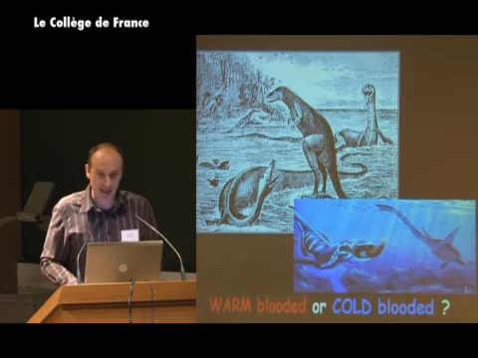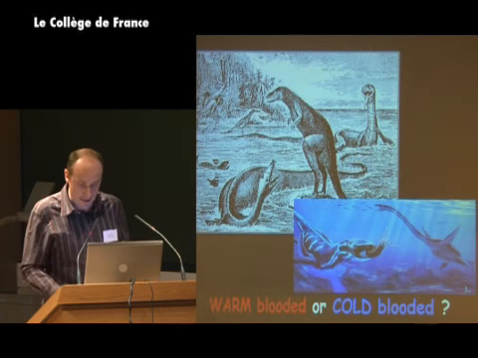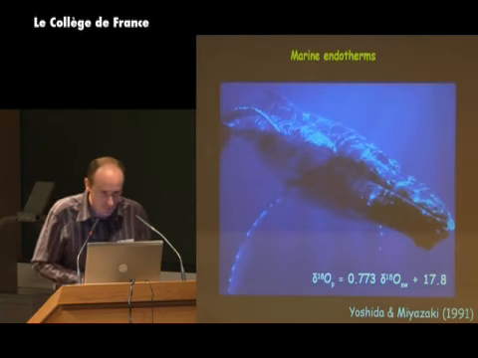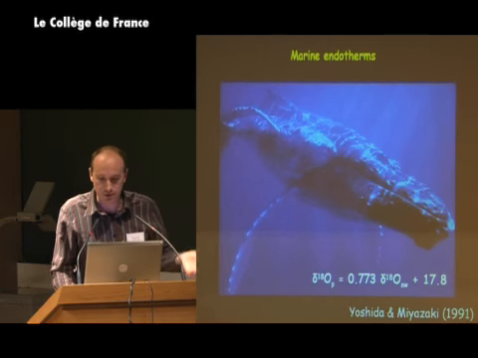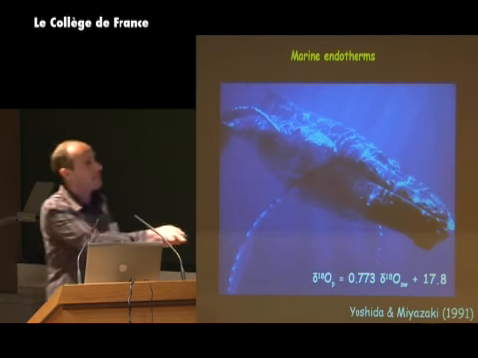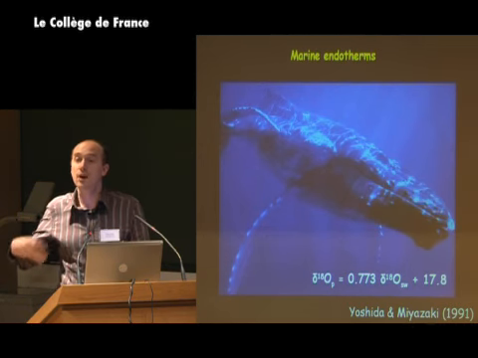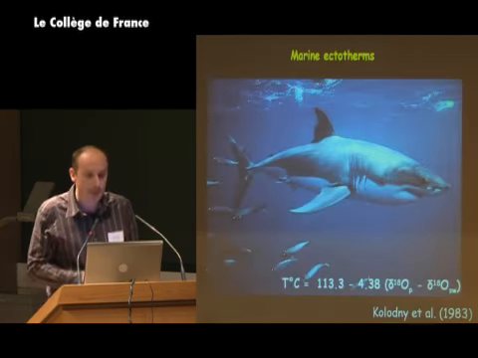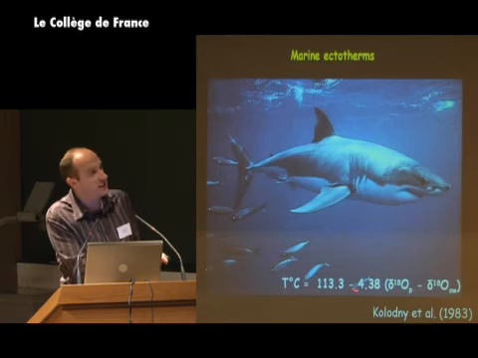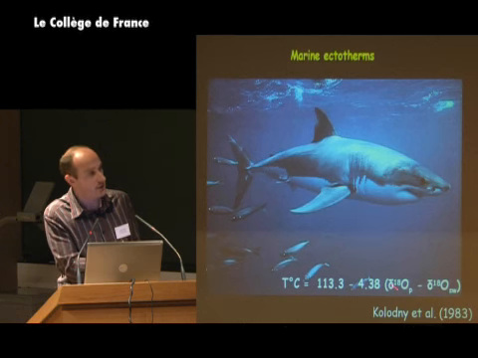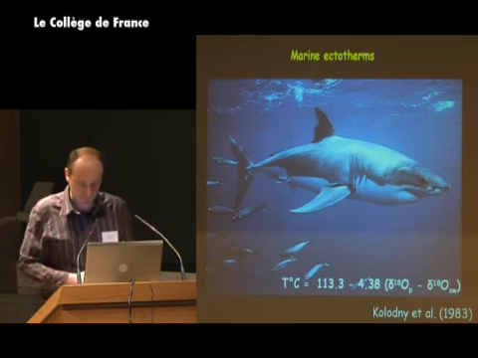So let's ask again the question: were they warm-blooded or cold-blooded animals? For this, just to tell you that it's exactly the same in the marine realm. Marine endotherms have delta 18O values that only reflect the value of seawater, whereas marine ectotherms, such as most fish, have delta 18O values that reflect both the delta 18O values of seawater and, of course, seawater temperature.